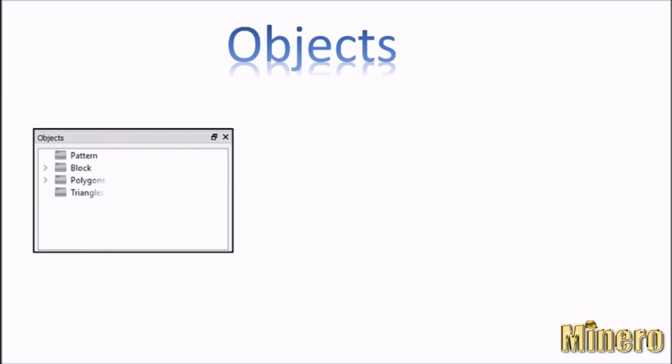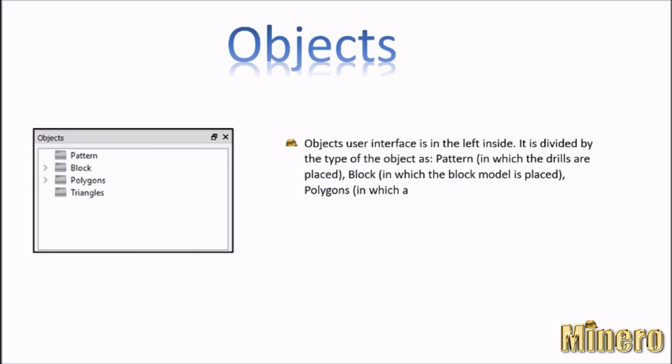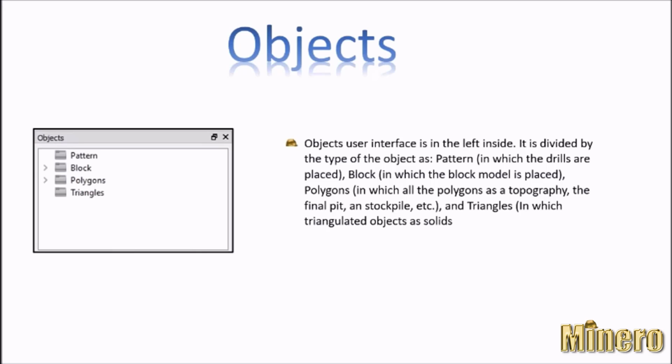Objects. Object user interface is in the left inside. It's divided by the type of the object: pattern, in which the drills are placed; block, in which the block model is placed; polygons, in which all the polygons such as a topography, the final pit, and a stockpile, etc. are placed; and triangles, in which triangulated objects such as solids are placed, in order to obtain a three-dimensional visual perspective.